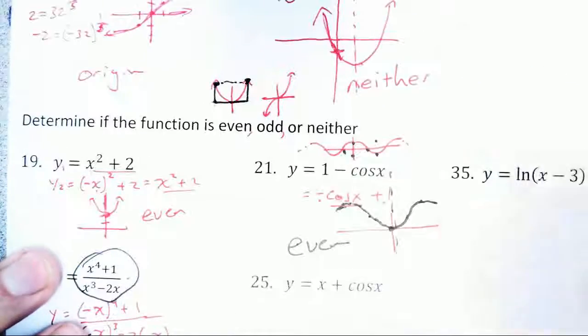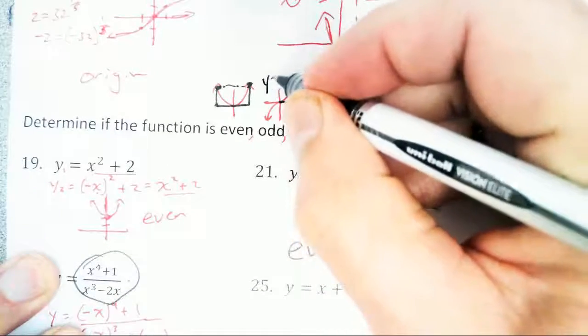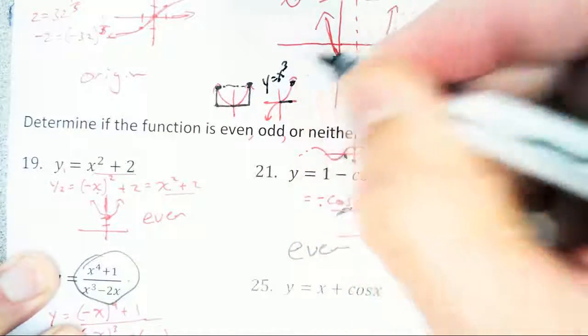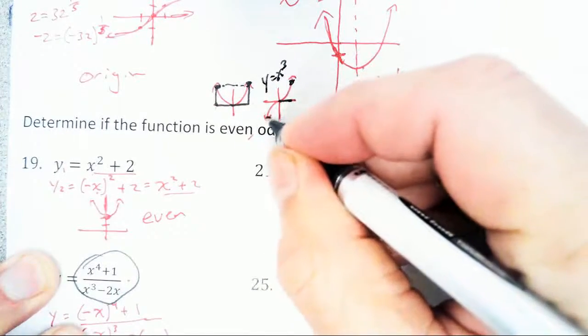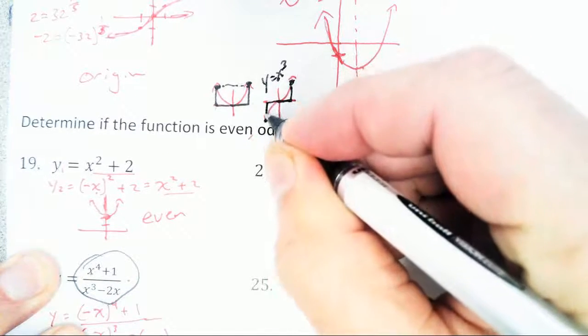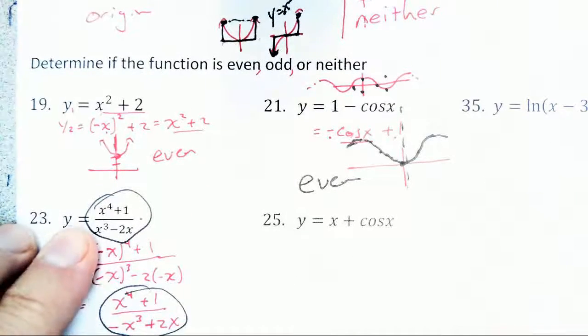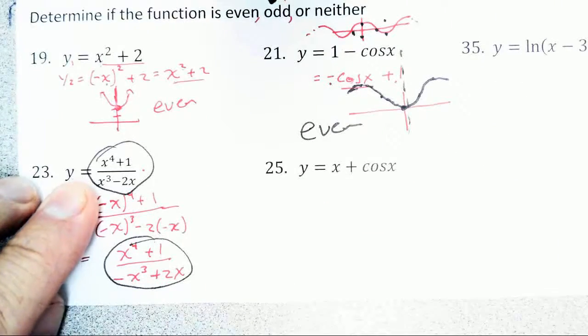Well, an odd function, if this was y equals x cubed, there'd be a point (2, 8) here, and there'd be a point (negative 2, negative 8). If I go to the left, I should get the opposite height as if I go to the right. So are these exact opposites? And here's how we test that.